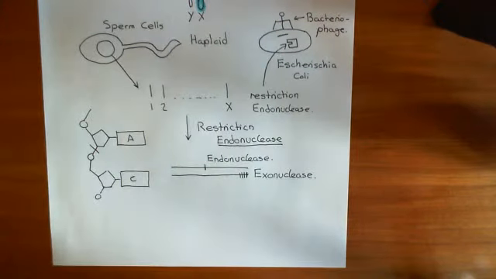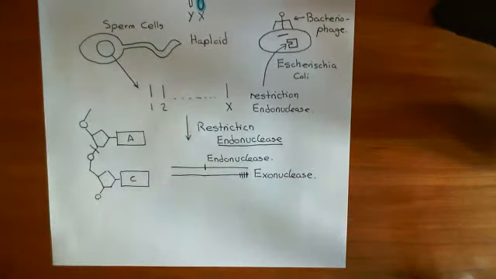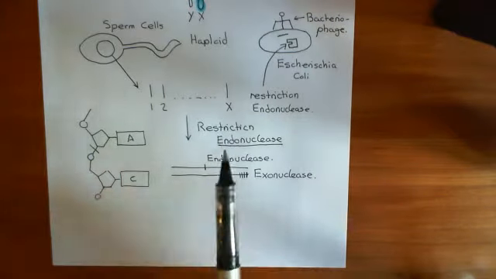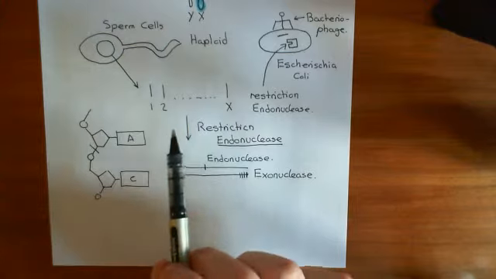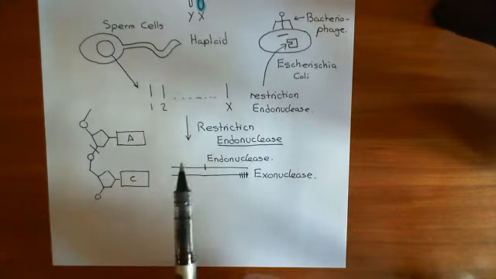Okay, right, so there's a problem. We can't just sequence these massive great chromosomes. Some of them will be over 100 million base pairs long. So we can't just sequence them directly. So instead what we're going to do is chop them into fragments and then sequence each fragment, basically.